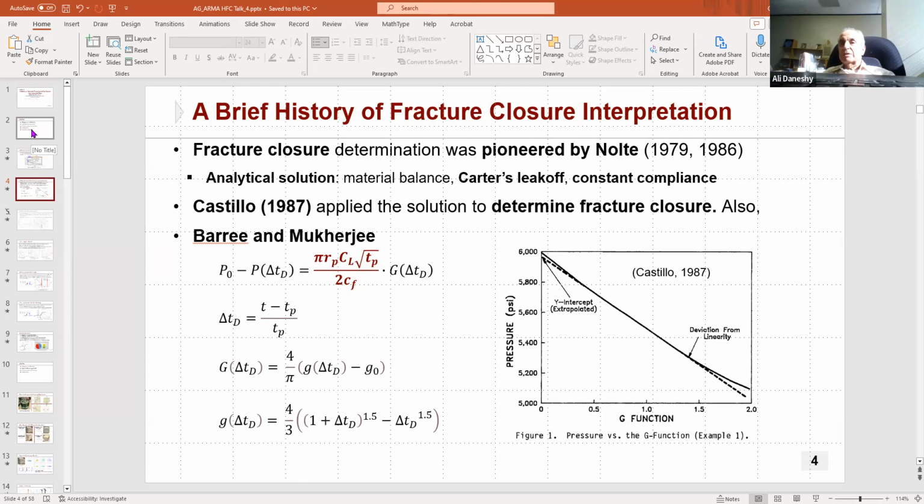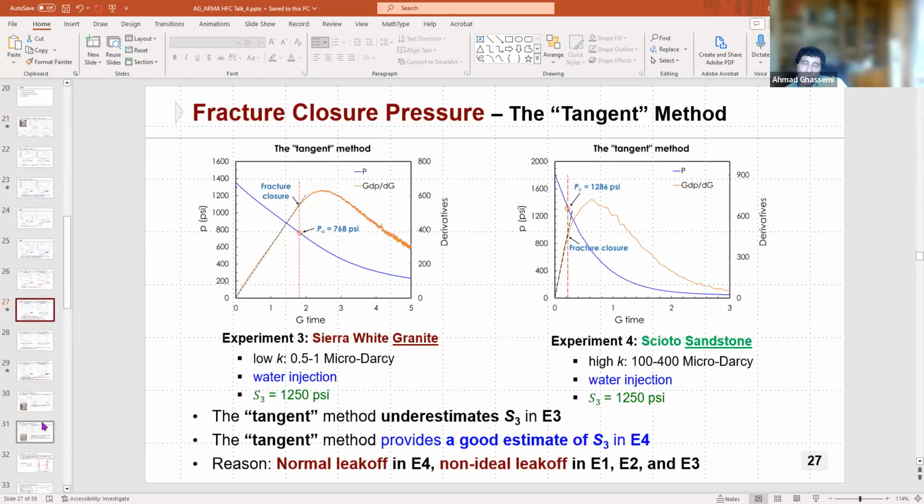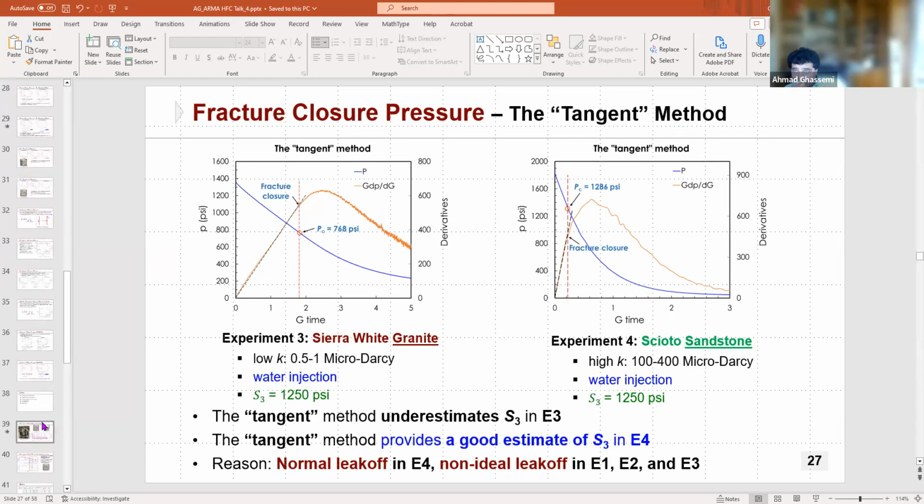Ahmad, I'll ask the question myself. When you say fracture closure, do you mean by that that the fracture is closed? No, well, so what we said was that the way we interpret that now is that when we go from hinge to the onset of zip closure.